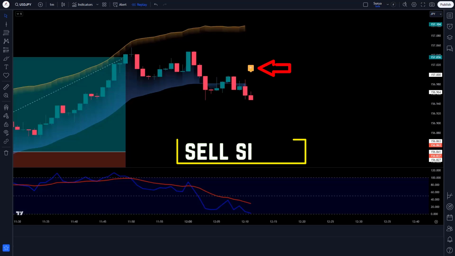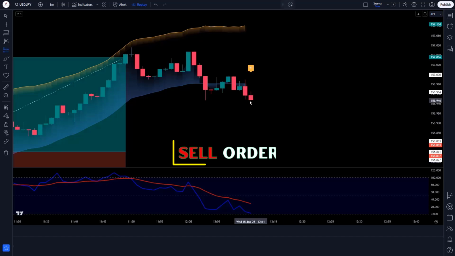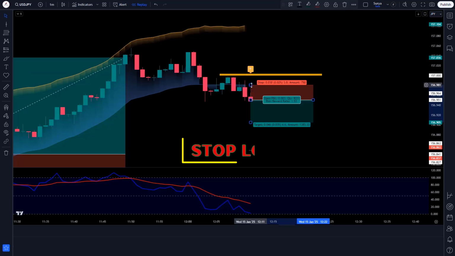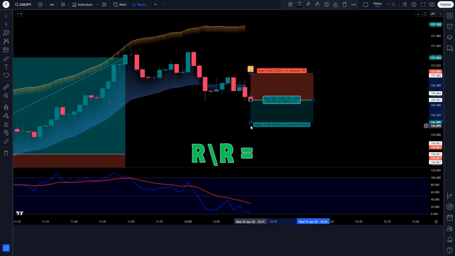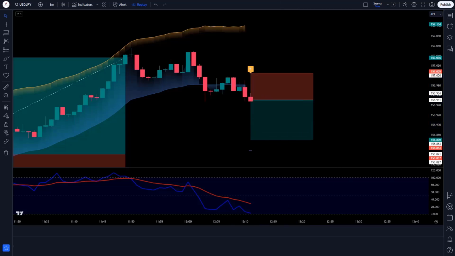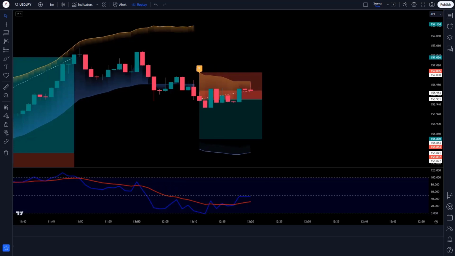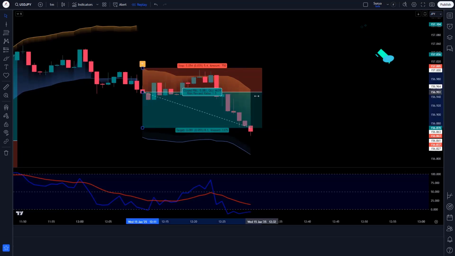When the Kalman Step Signals Indicator gives us a sell signal, then the line of the CCT Bollinger Band Oscillator Indicator should be below the 50 level. When the market forms a bearish candle, if these conditions are met, then we will take a sell order. Our stop loss is to be placed at the previous high of the market, and the risk to reward ratio will be 1 to 1.5. Let's see what happens to our trade. We have won the trade.